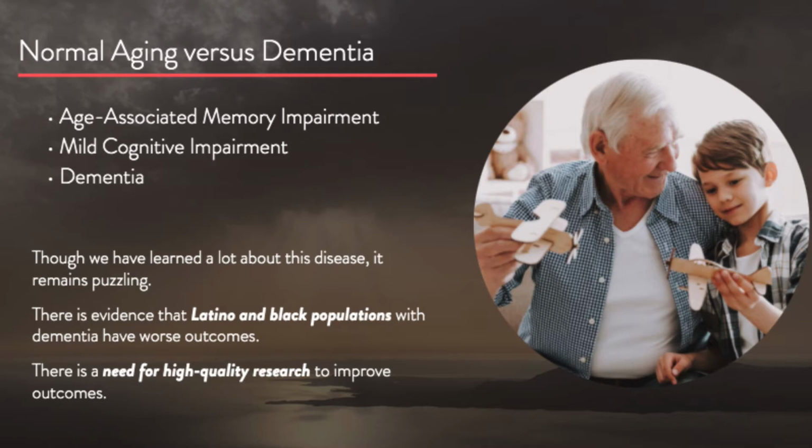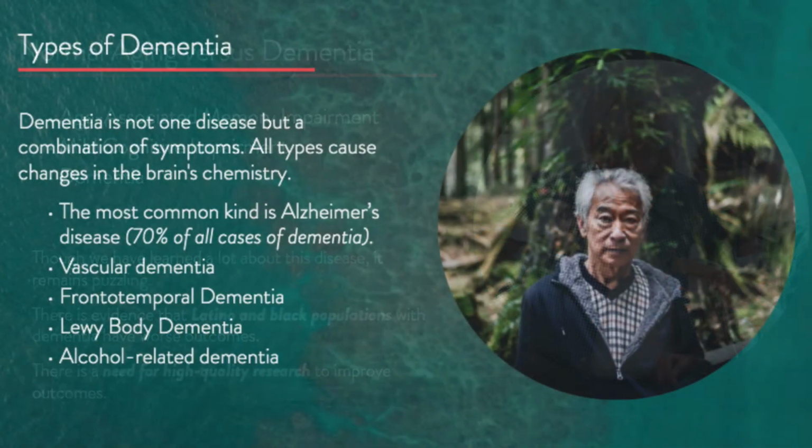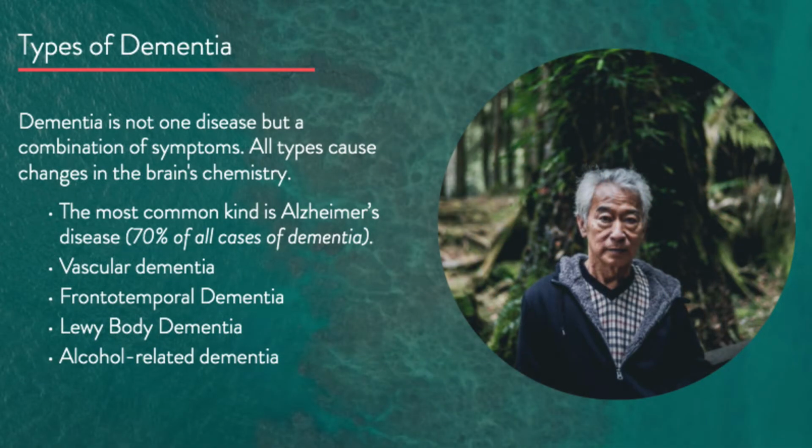Though we have learned a lot about this disease, it remains a puzzling disease that is difficult to put together. What is understood is that dementia is caused by a deterioration of the brain. Cells lose their ability to communicate with each other and to function normally. There are as many types of dementia as there are symptoms that describe the disease.